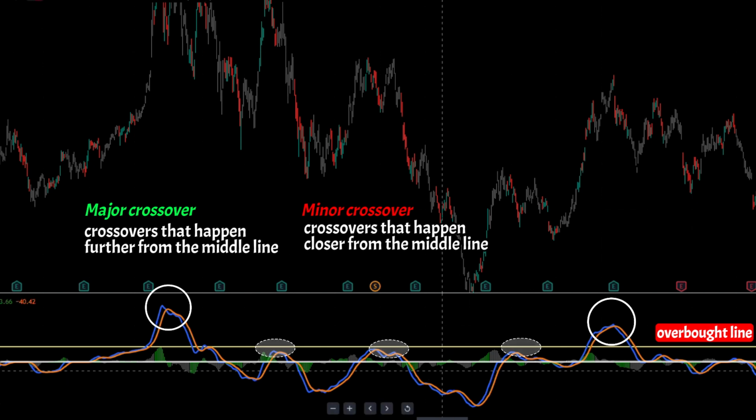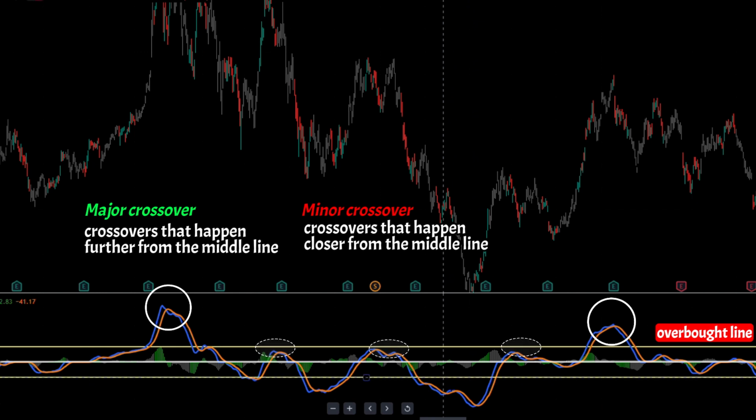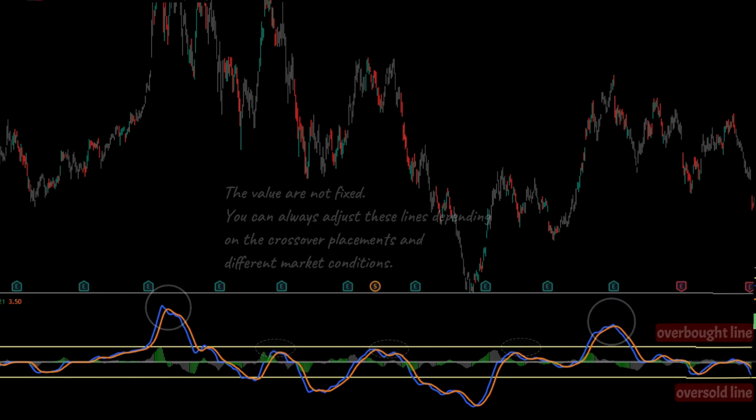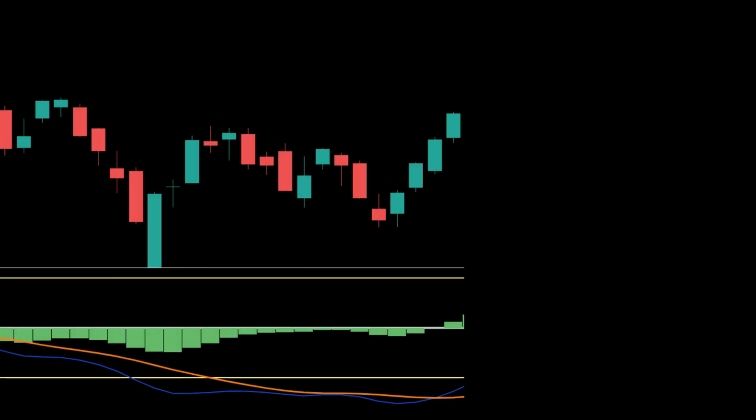And for the oversold line, you are going to place it at the negative value of the overbought line. These will be your overbought and oversold lines. What you should remember is that these values are not fixed. You can always adjust these lines depending on the crossover placements and different market conditions. Now your indicator is ready.